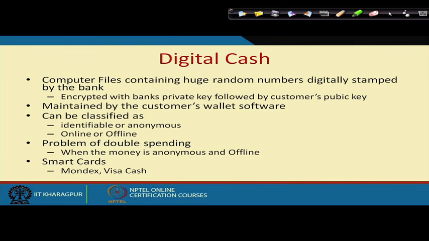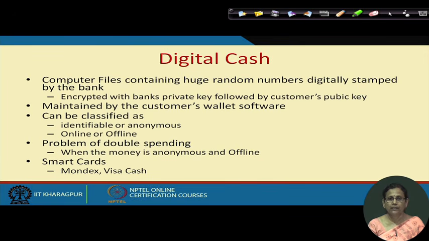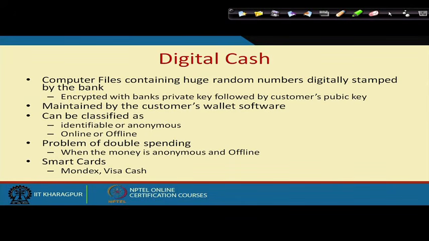However, when such money is anonymous and offline, the problem of double spending comes. Now, what is double spending? It is after all a file, and it is encrypted lastly by the customer's public key. So, once the customer decrypts it, it is anyway authenticated by the bank by encrypting it with the bank's private key. So, the customer can have multiple copies of the file and use it a number of times. So, proper mechanisms are to be implemented to avoid double spending. Now, the corresponding equivalents of digital cash are smart cards like your Mondex, Visa card, etc.